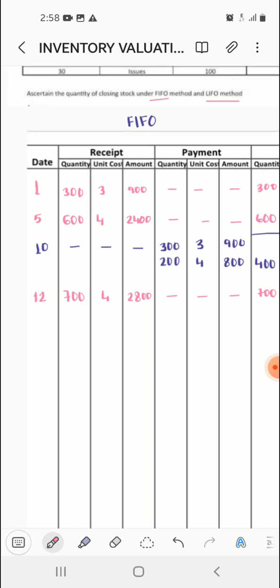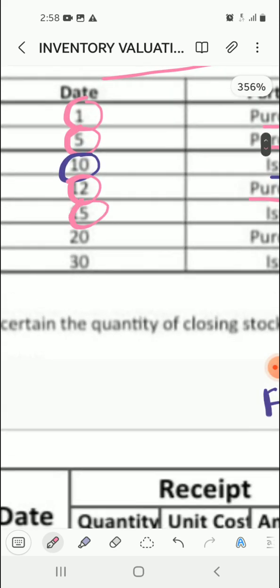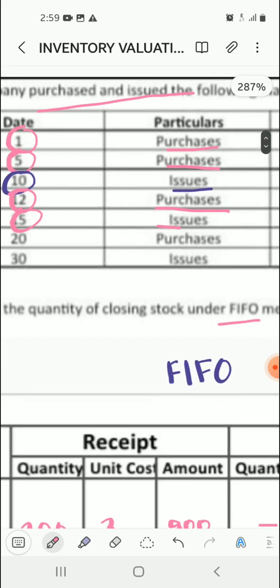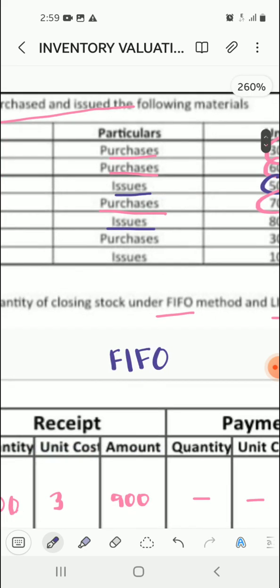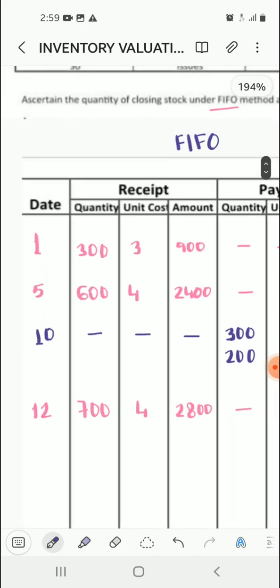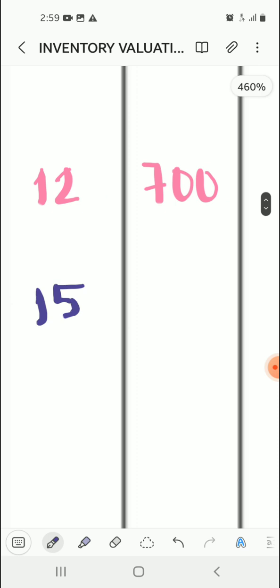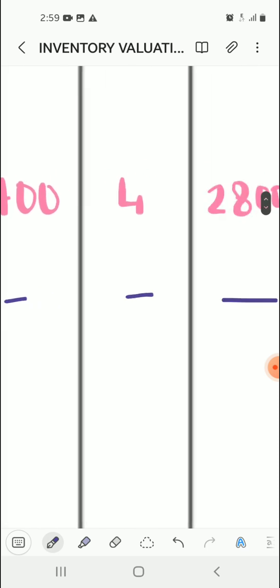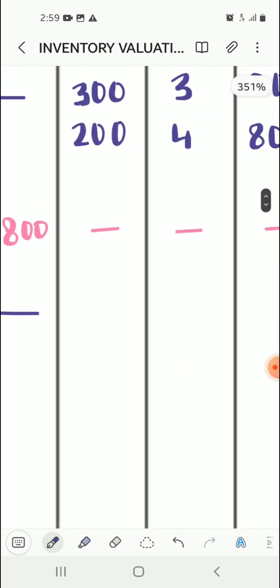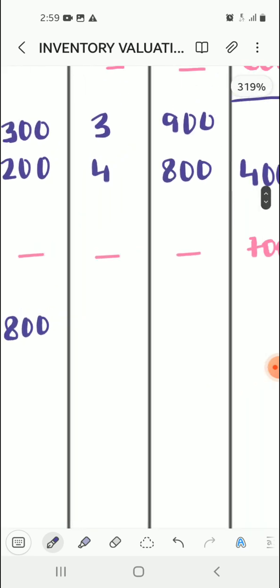Now we are going to move to date 15. See, the next date that we have got is 15 and there is an issue. So we'll shift to the violet color. So 15th date issue, and the issue was made of 800. Now date is 15, no purchases made, so this is left blank. Issues of 800.